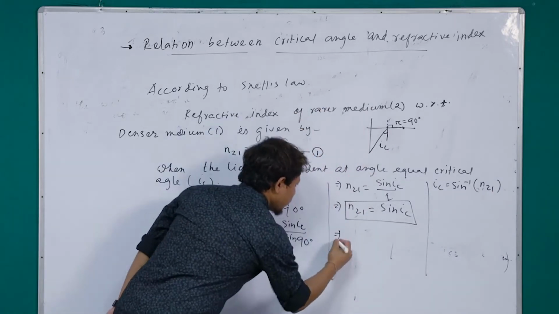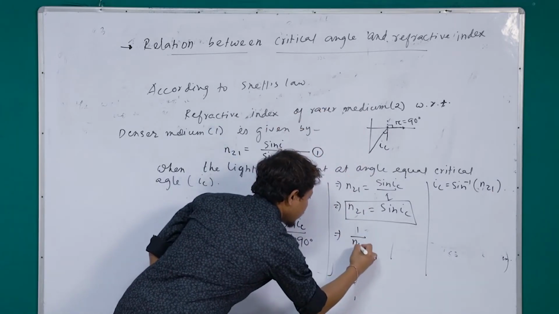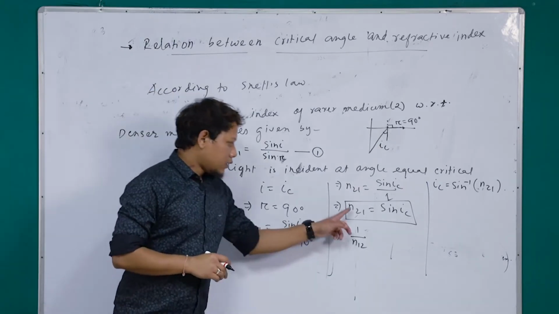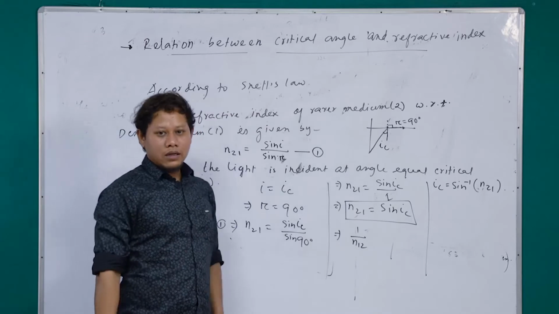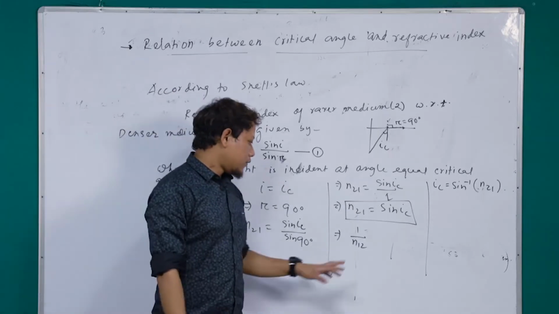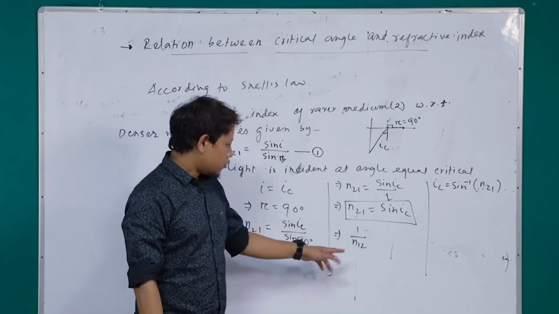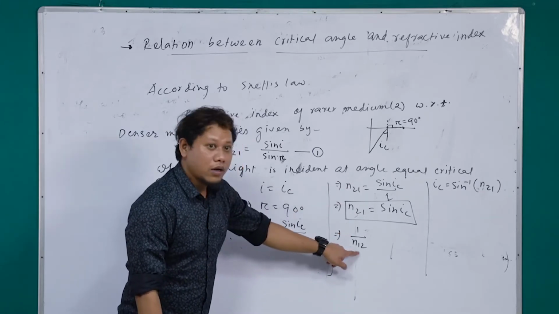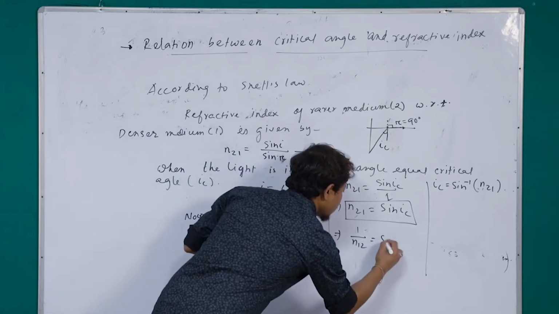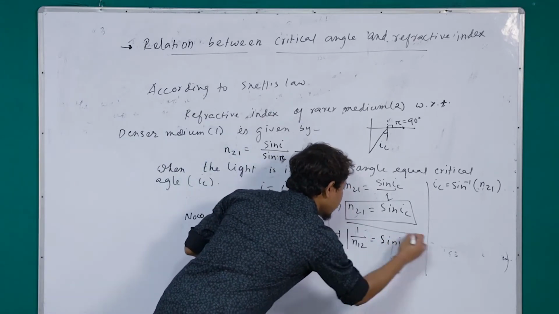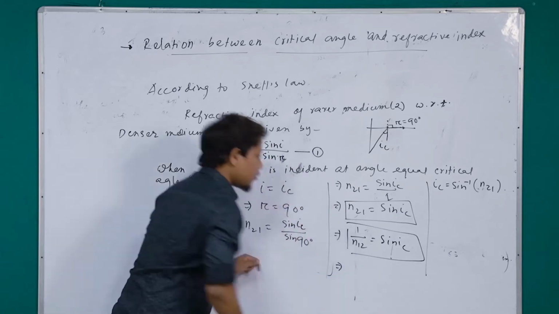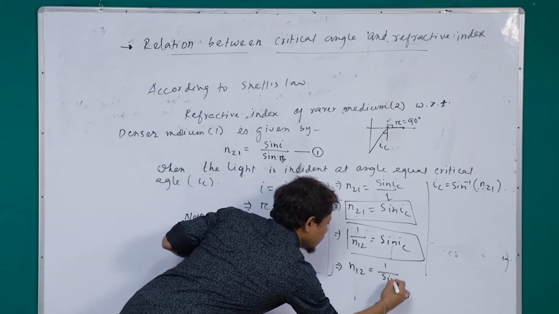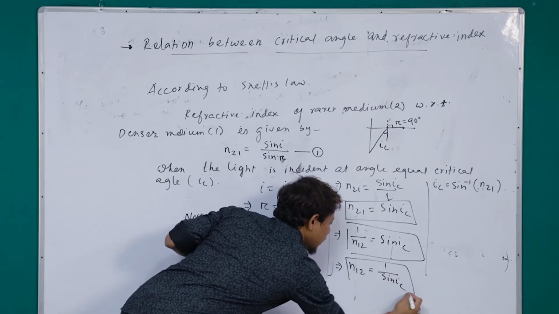Or we can modify it as 1 by n 1 2, because we have already learned in the principle of reversibility that the refractive index of medium 2 with respect to medium 1 is the reciprocal of the refractive index of medium 1 with respect to medium 2. So in place of n 2 1 I am writing 1 by n 1 2. So this is sine IC. So this is also another relation, and one more important relation is n 1 2 equal to 1 by sine IC. This is a simple mathematical expression.